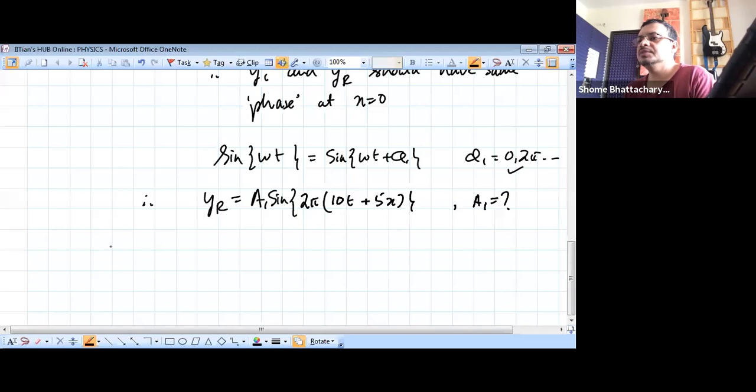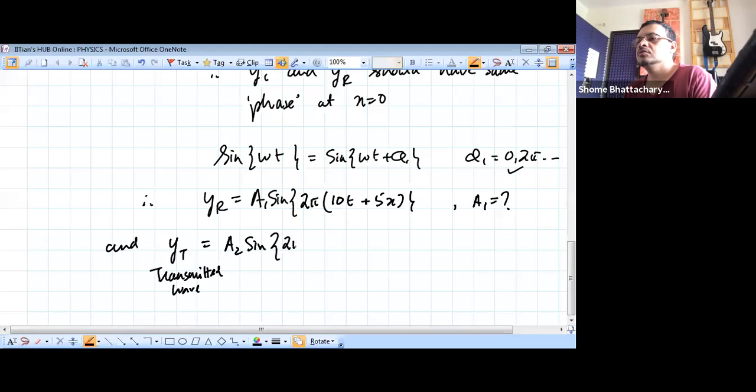Now similarly, the transmitted wave should become a2 into sine of 2 pi into the same frequency, but the angular wave number 1 by lambda will become double. So this will become 5 by 2, with a minus sign, since it's traveling in the same direction. It will be in the same phase as the incident wave.